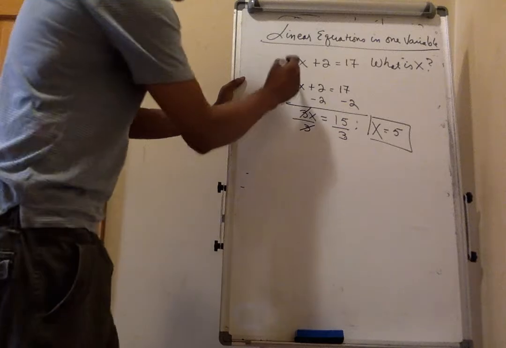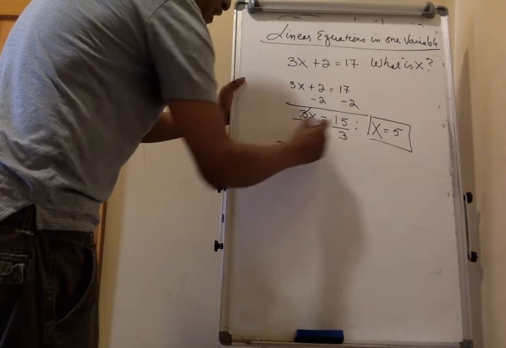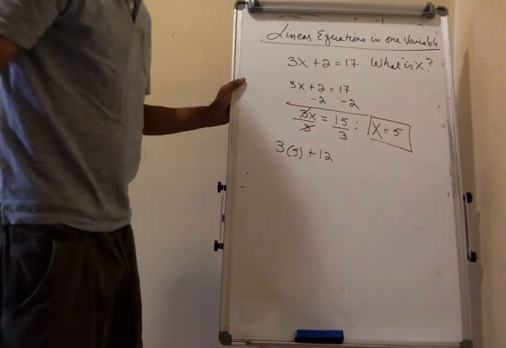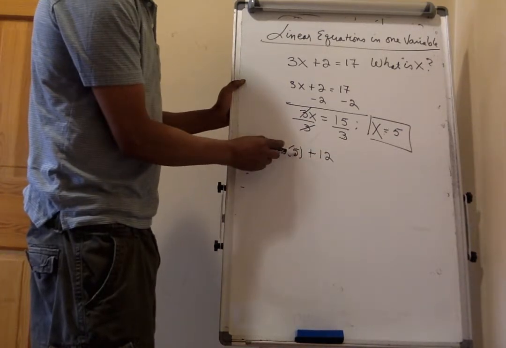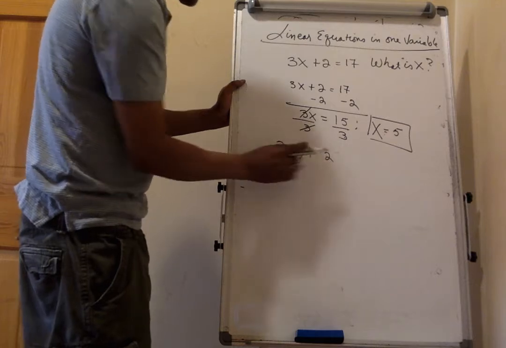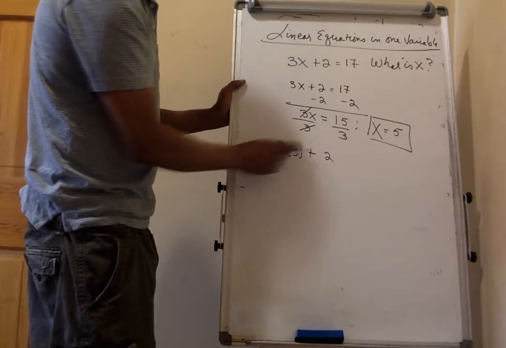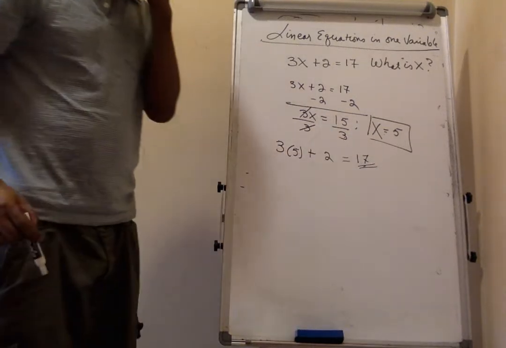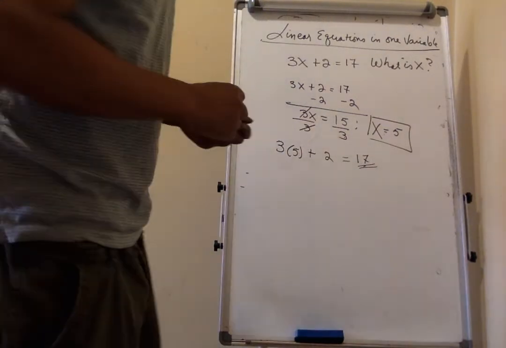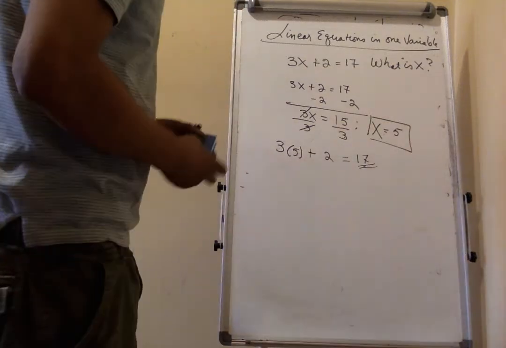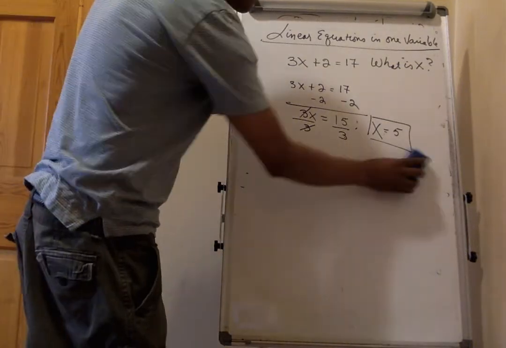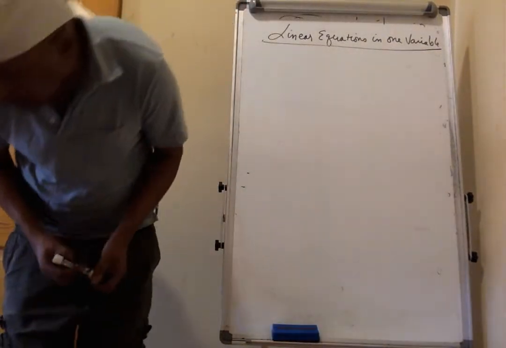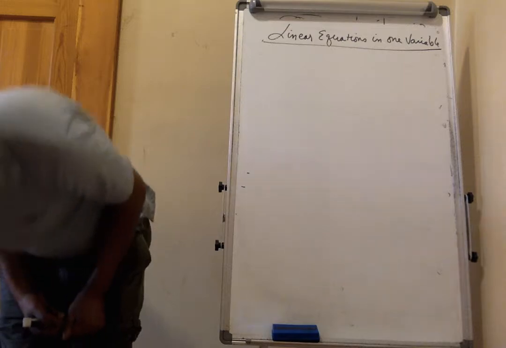You can prove it. Instead of x, put 5: 3 times 5 plus 2. Follow the order of operations. 3 times 5 is 15, and 15 plus 2 will give us 17. So the idea behind solving a linear equation is to isolate x by itself. Okay, let me do one more.